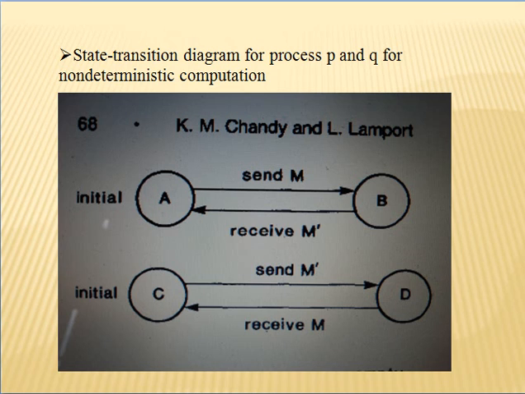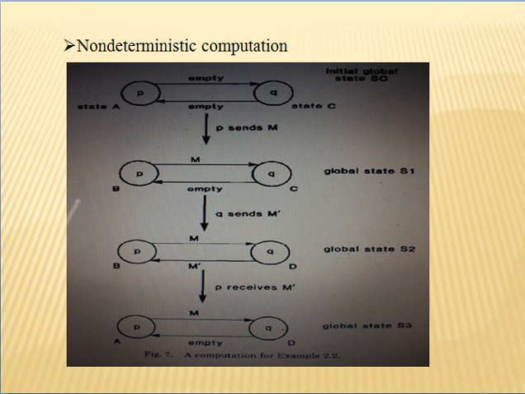So it's not a single event. Both the events can happen at a single time, so it is called non-deterministic computation. Here, this is non-deterministic in how it will happen. First, there are many global states here. First is the initial global state S0, which we can see in the diagram. If P sends M, there will be another global state.